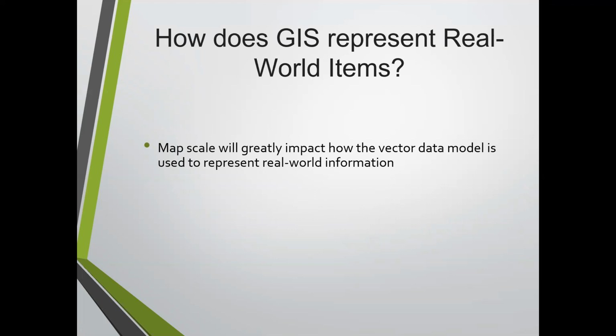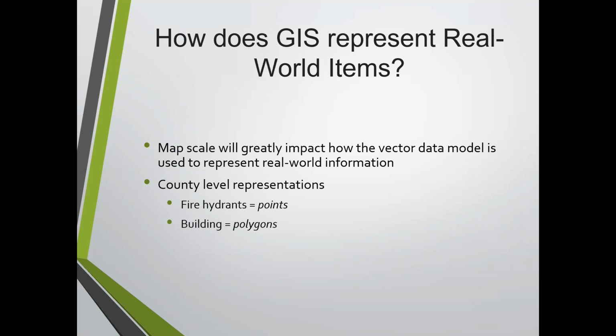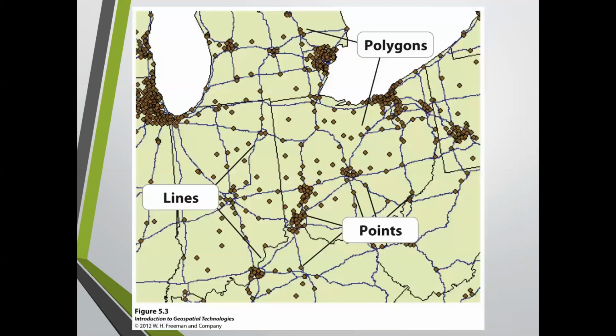Map scale is going to greatly impact how that vector model sees things, or rather, how it's used to represent data. Here's a good example. At a county level representation, fire hydrants might be points and buildings polygons, but at a country level representation, fire hydrants will disappear. Cities might go to points, buildings will disappear, and you'll be left with states that are polygons. And your roadway networks are probably going to be lines.